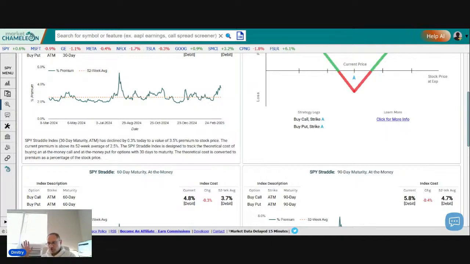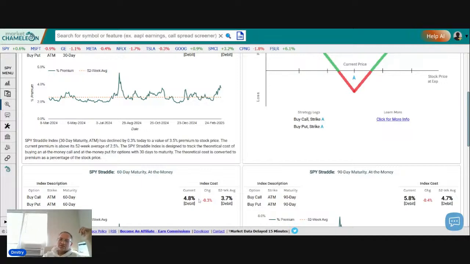Right. So if we buy $100 worth of stock in SPY, it'll cost $3.50 for that straddle. But if we go out another 30 days, it'll cost us $4.80. Okay, so we're adding another 1.3% to go out an additional 30 days.